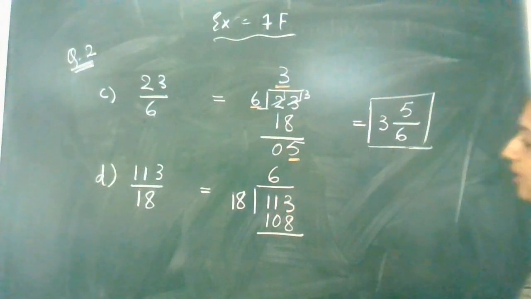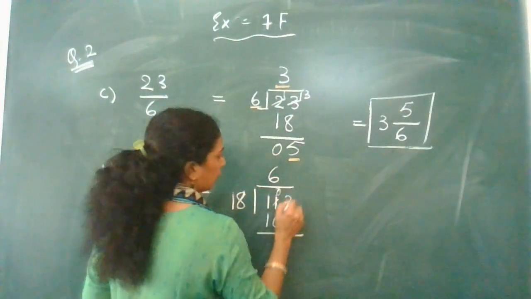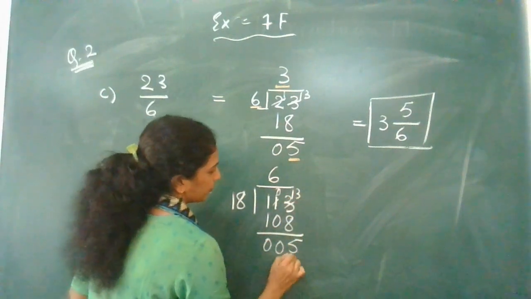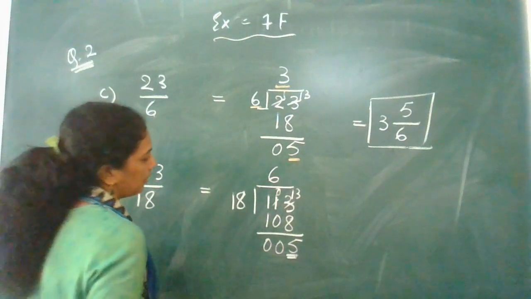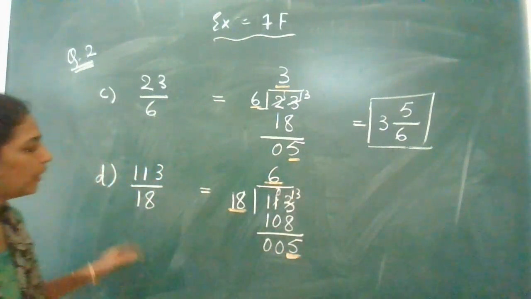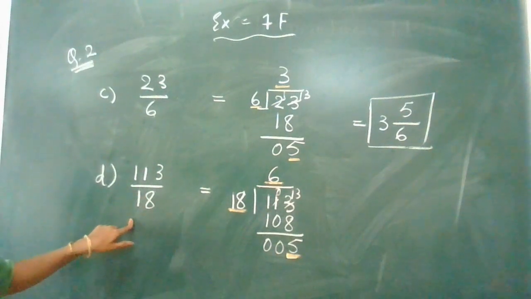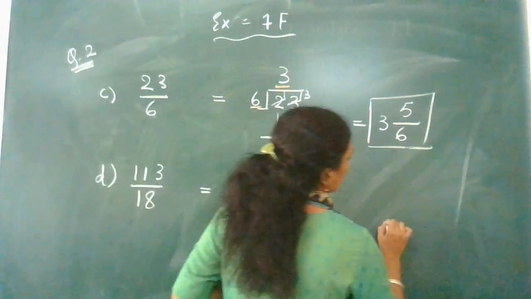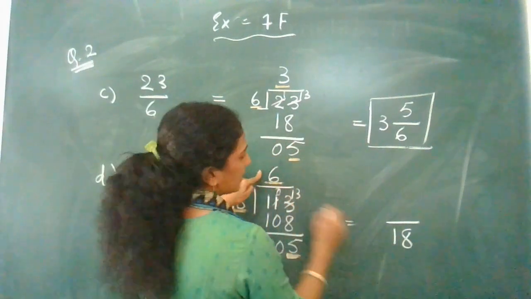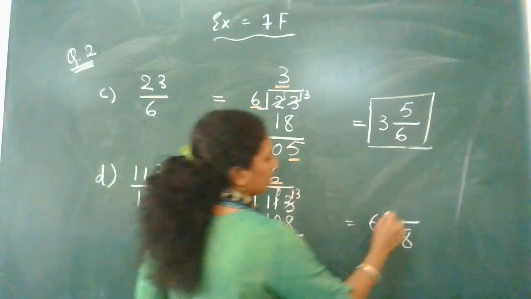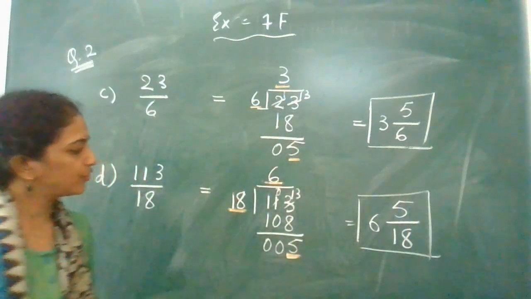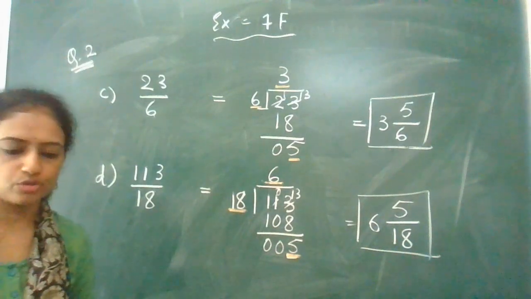So now we'll be subtracting. Here is a 0, here 13, here 0, here 0. So again you have 5 as a remainder, 6 as a quotient, 18 as a divisor. We all know 18 is a denominator, so we take it as the denominator. This 6 will go as a whole number, and 5 will go as a numerator. So this is your two sums of question 2.